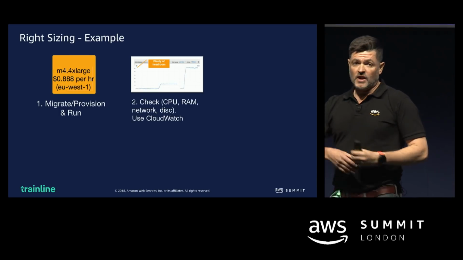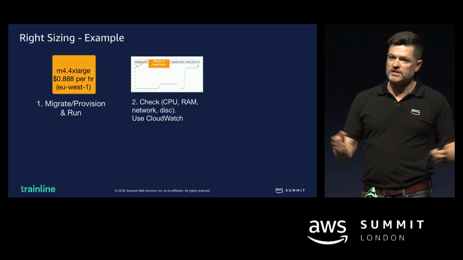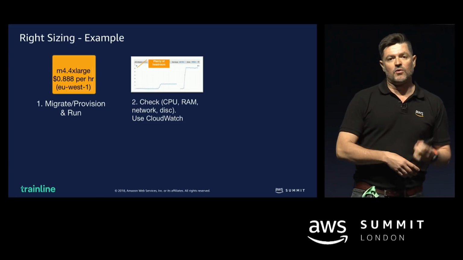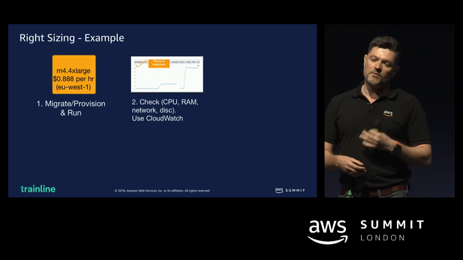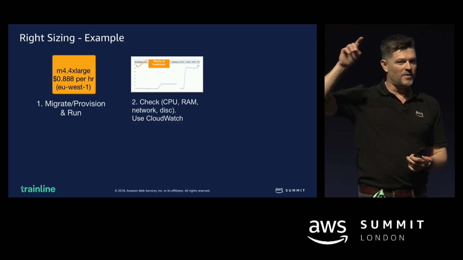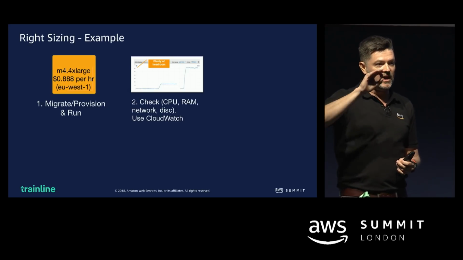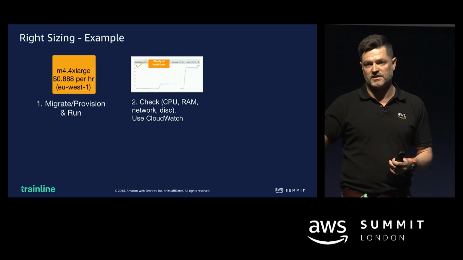Using CloudWatch, and CloudWatch is definitely your friend here. Make sure you're using CloudWatch for everything. Make sure you've got CloudWatch enabled for all your instances. Using CloudWatch, you can monitor CPU, you can monitor RAM, you can monitor network. Hold on, you can't monitor RAM. Well, you can monitor RAM. We give you CloudWatch agents. The CloudWatch agent has to be installed on your instance, though.